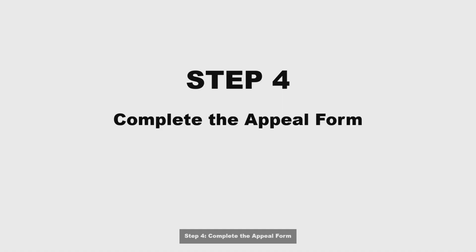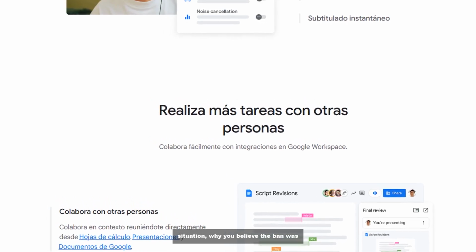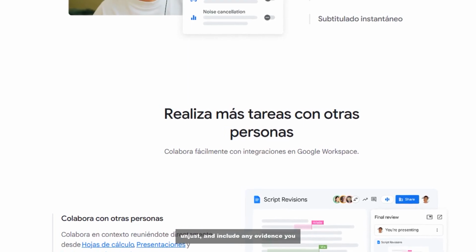Step 4. Complete the appeal form. Fill out the appeal form with accurate and detailed information. Clearly explain your situation, why you believe the ban was unjust, and include any evidence you gathered.